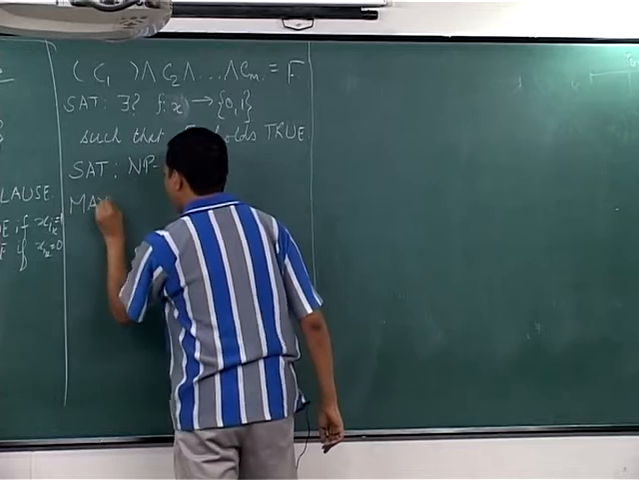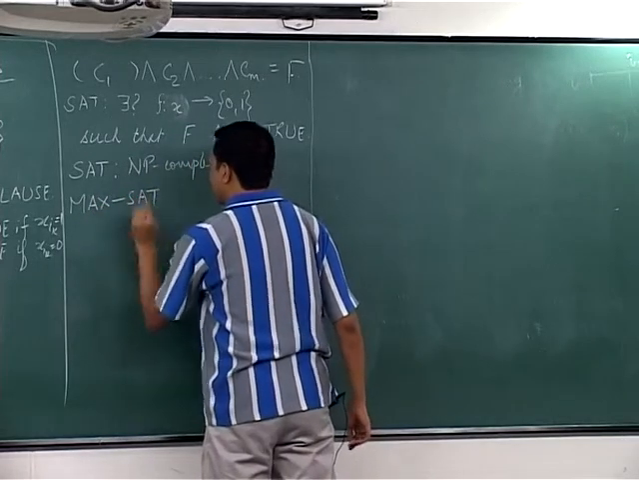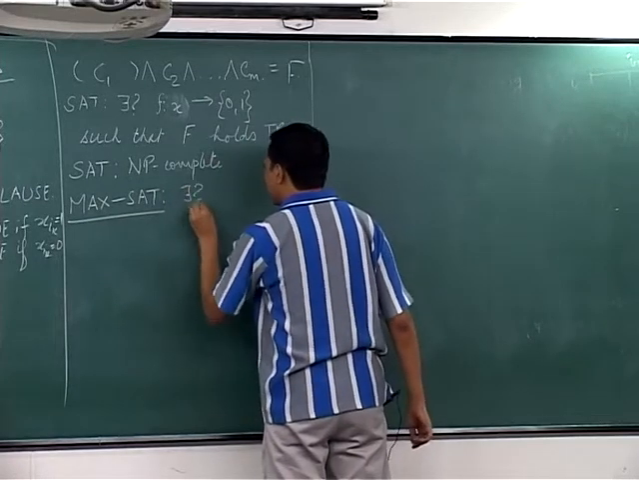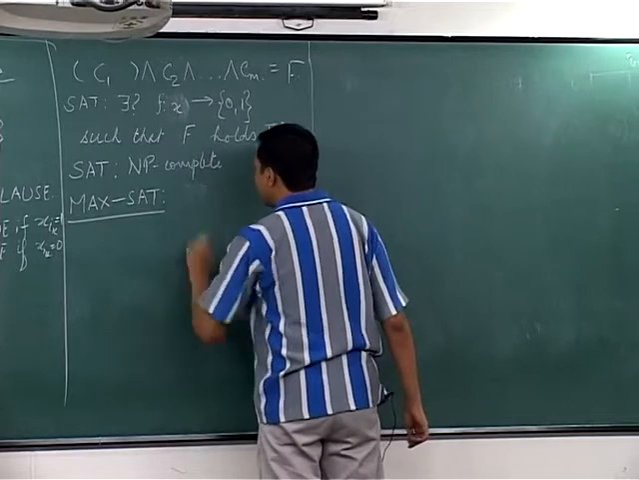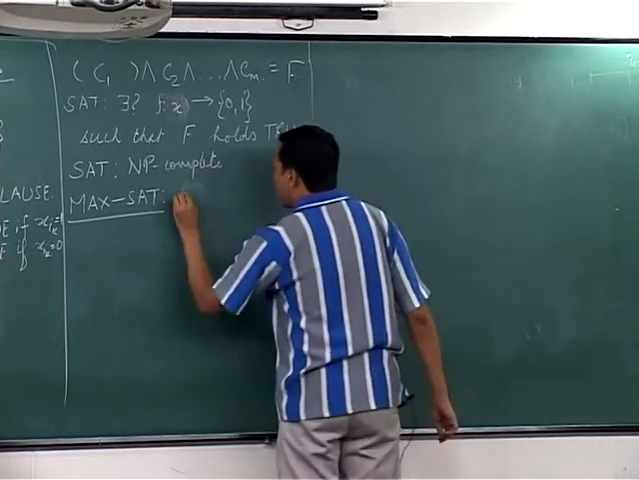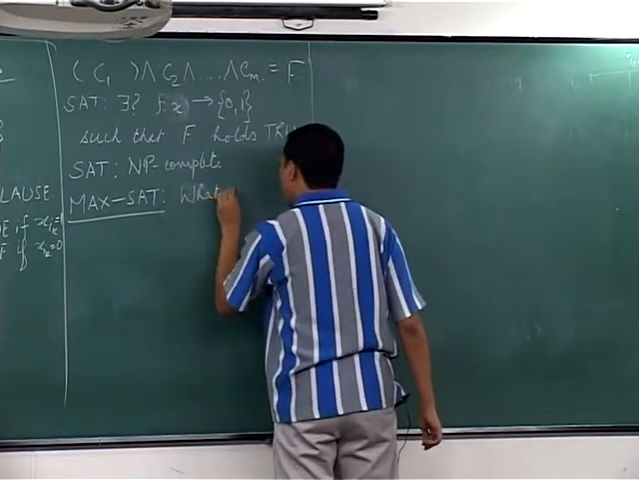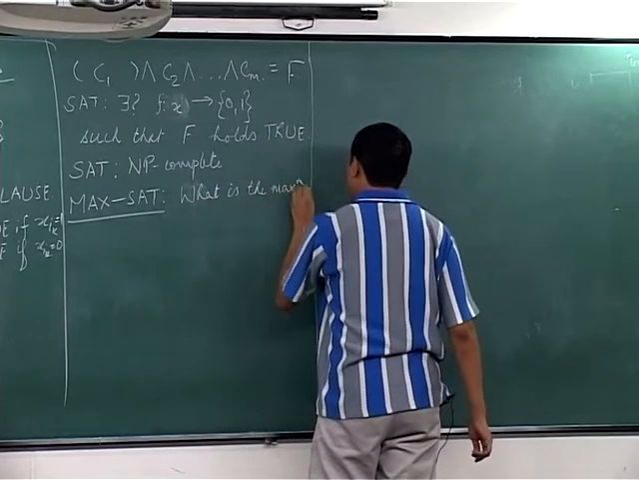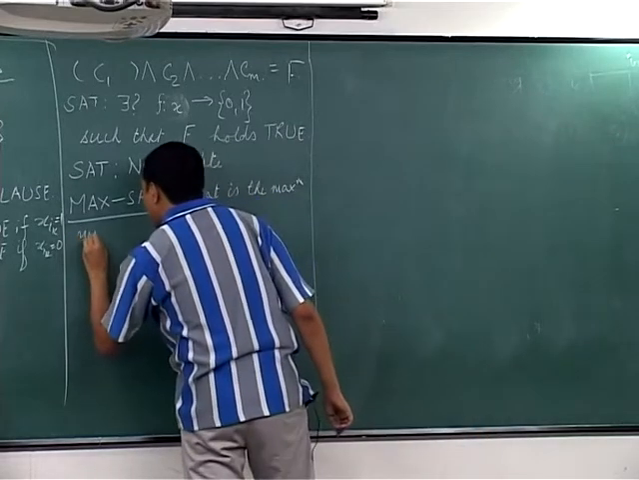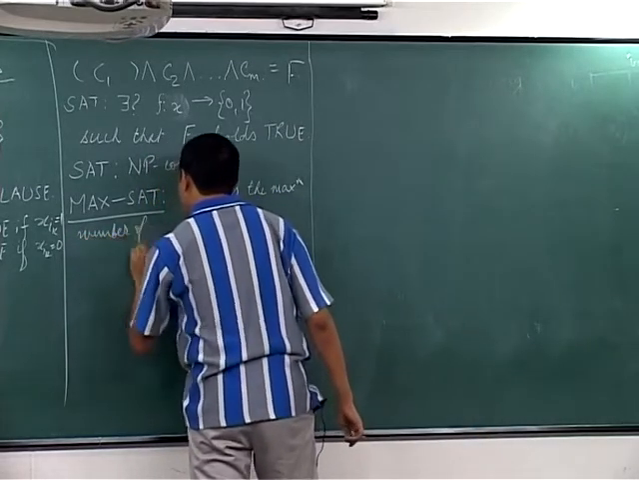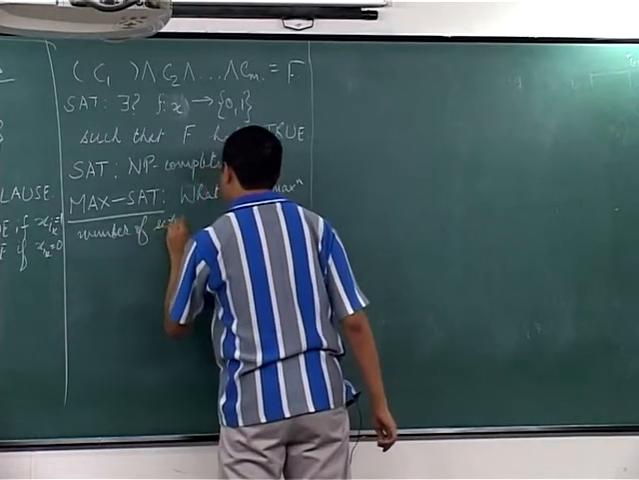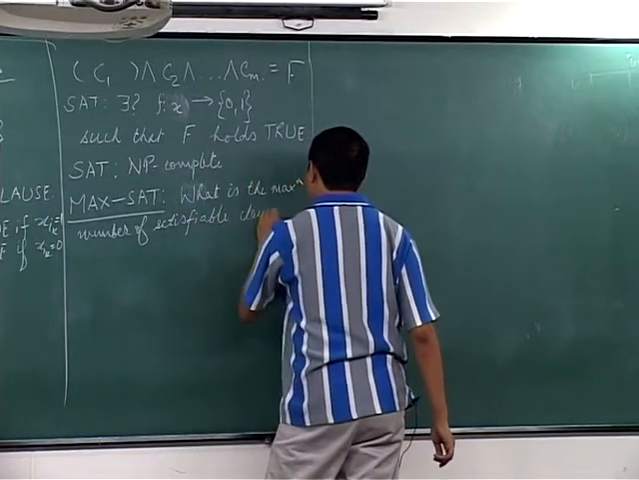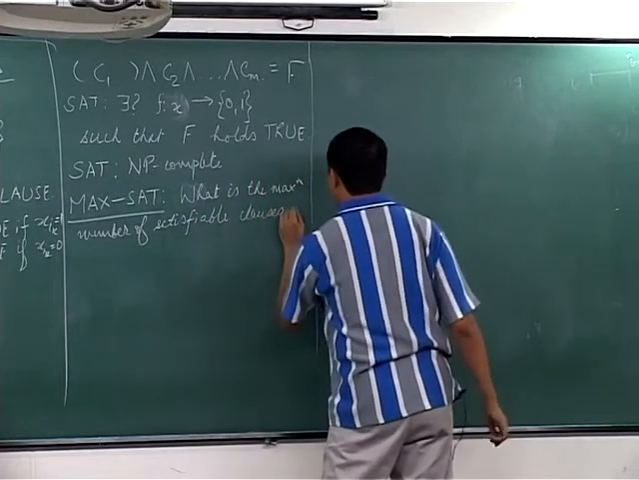So one idea, which people have used, is this max SAT. MaxSat asks, it doesn't ask does there exist. What it asks is what is the maximum number of satisfiable clauses in this Boolean formula f.